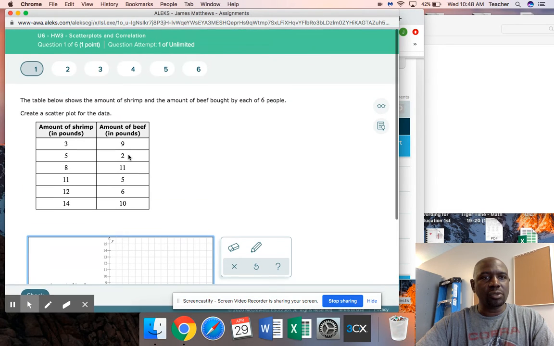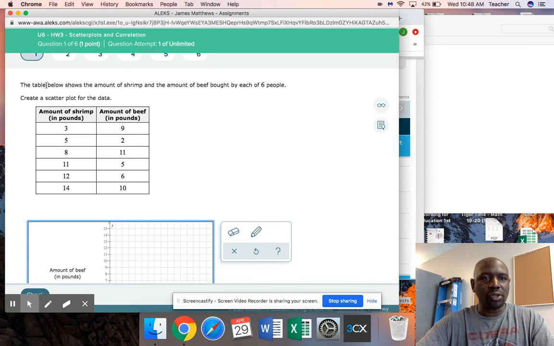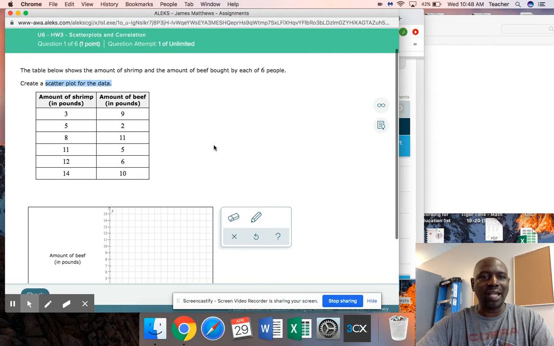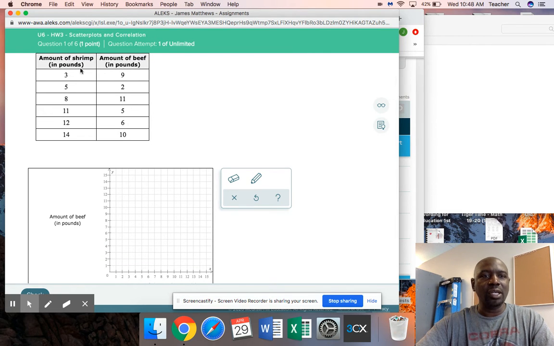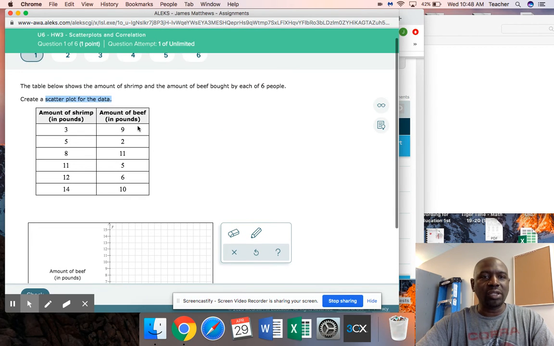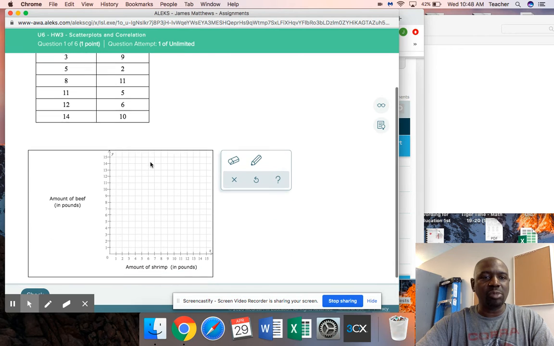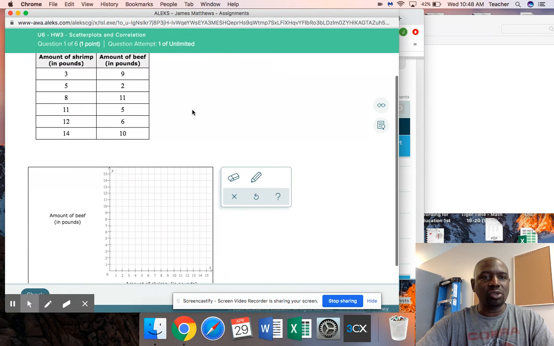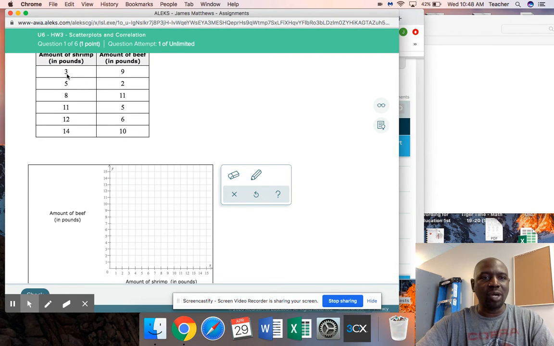All right, so the first one, there's a table. I want you to create a scatter plot. Remember, a scatter plot is just a dot that represents that point. So we'll let the first thing, amount of shrimp in pounds, be the X. See that? And then we'll let the second thing, the amount of beef in pounds, be Y. So I'm going to go through, and I'm not going to do it all because I think you know how to do this, but 3 for X, 9 for Y.